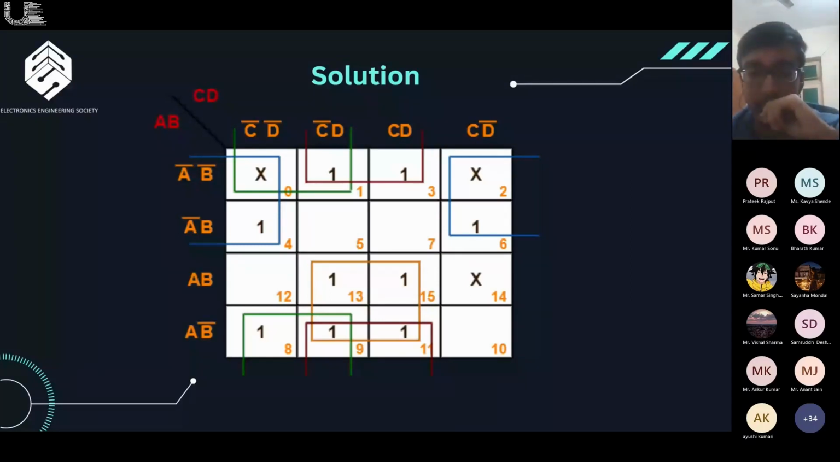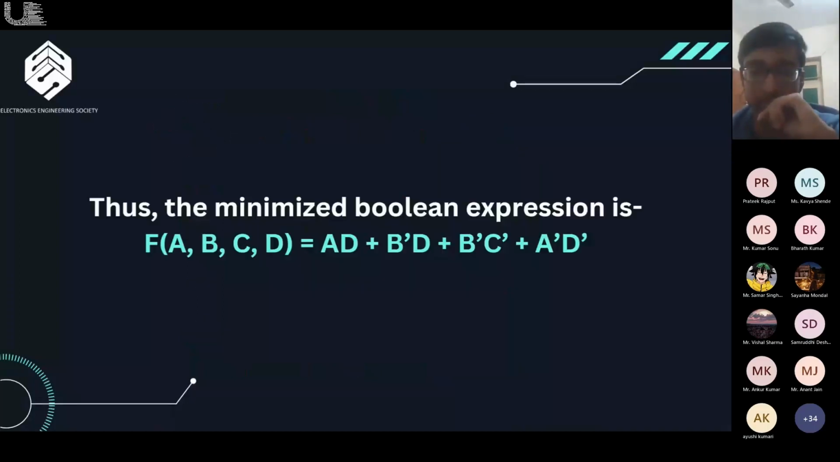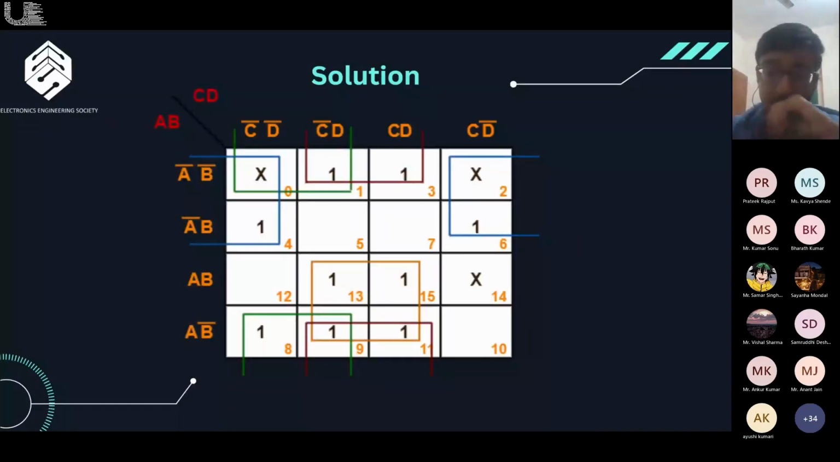So you get AD plus B bar D plus B bar C bar plus A bar D bar. This is the final expression you're getting. And yeah, if you write down the terms after this, this is what we'll be getting.